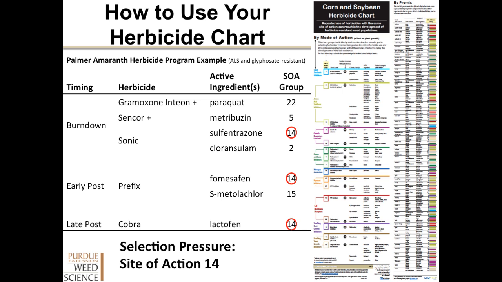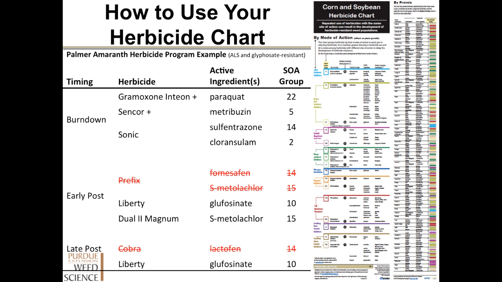So what we want to do is rethink this program, rethink how we really want to apply this program, take the pressure off that site of action group number 14. One thing that we could do is switch to LibertyLink soybeans and spray 2 passes of Liberty. So we'd have Liberty, we'd throw in our Dual as a residual, so that's keeping that 15 in there, and then follow it up again with a late post to clean up with another pass of Liberty.